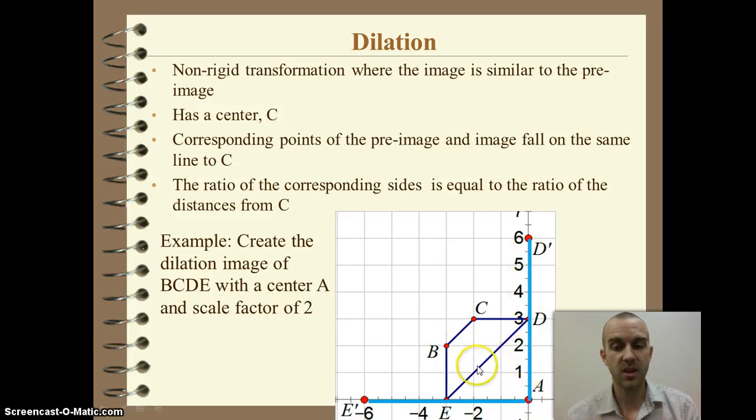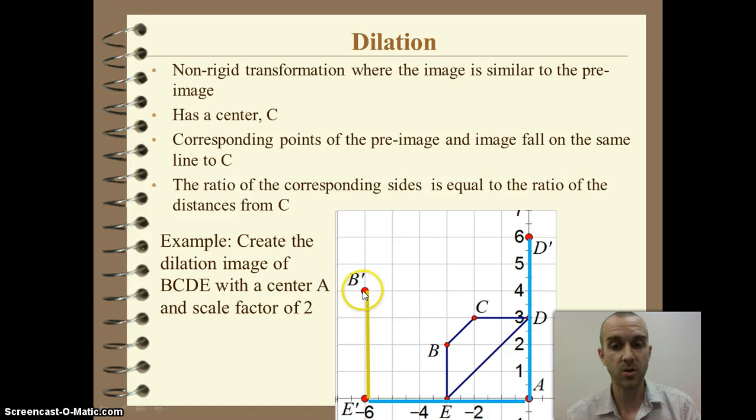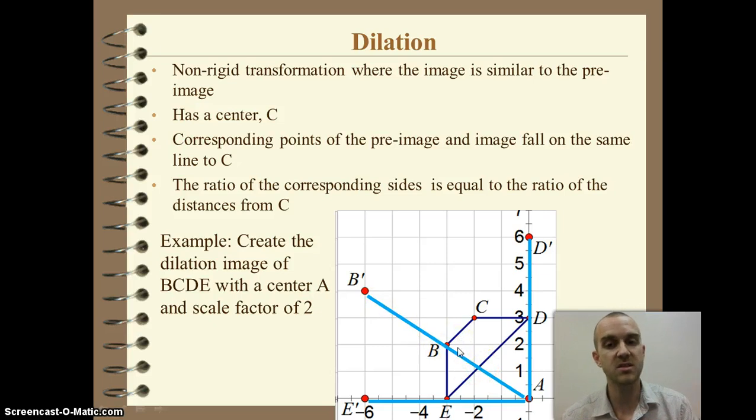Now I'd want to do the same thing for B, but that's a hard measurement to do. So I can use my scale factor to help me. I can recognize that BE should have a scale factor of 2 from E prime to B prime. So if this is 2 units, then E prime to B prime should be 4 units. And if I connect my line, again, they fall in the same line, and I could use the distance formula to find this exact measurement and see that it is a 2-to-1 ratio.